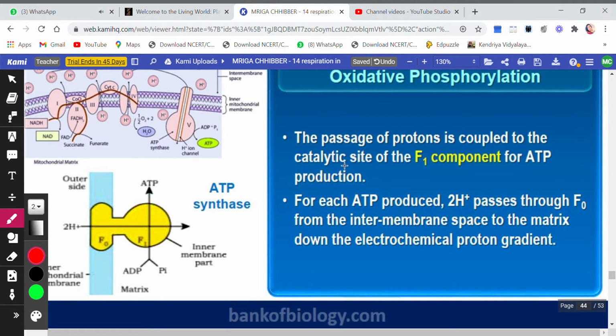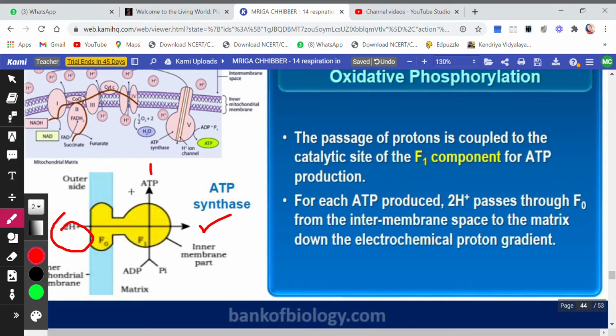So the passage of protons, when the protons pass through, is coupled to the catalytic site of the F1 component for ATP. So both things will be done at the same time. The protons will pass, and at the same time ADP and inorganic phosphate will get converted into ATP. So for each ATP produced, 2H+ pass through F0 from the intermembrane space to the matrix down the electrochemical proton gradient.